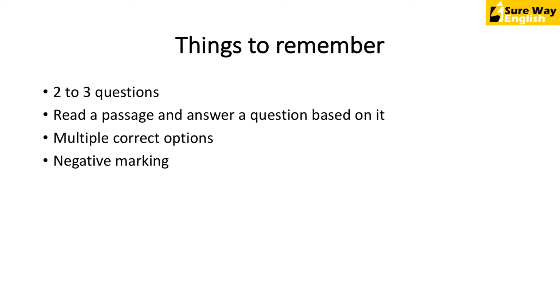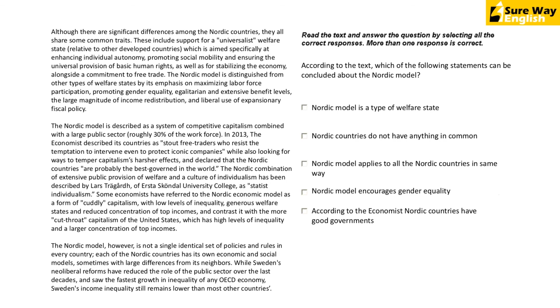What that means is that if you select one correct and one wrong option, you'll get 0. But if you select one correct and two wrong options, even then you'll get 0. You won't get a -1. This is what the screen looks like. So you'll see a text, and then there'll be a question just below it, what the item type description is, and below that there'll be a number of options, and more than one option is correct.